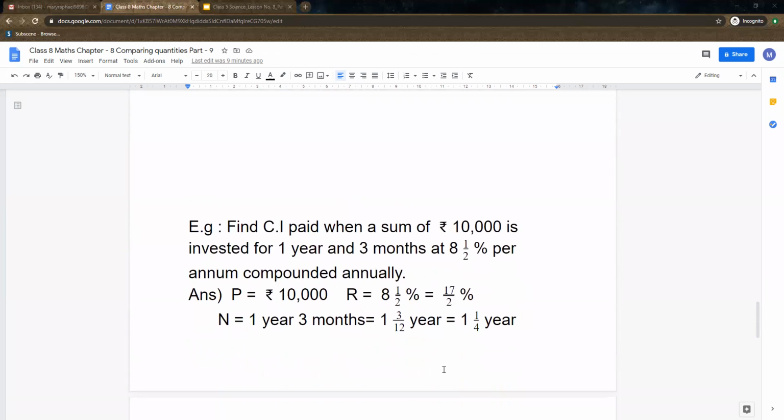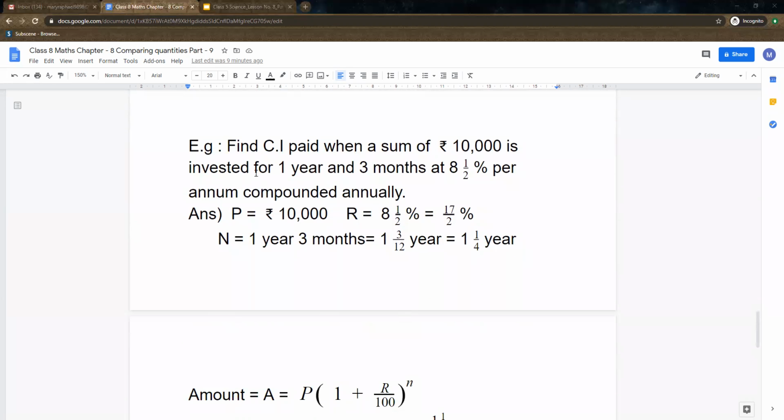See the next illustration question. Find the compound interest paid when a sum of rupees 10,000 is invested for 1 year and 3 months at 8 integer 1 upon 2% per annum compounded annually. It is annually. See, what is the principal? 10,000 rupees. The rate of interest is given as a mixed number, 8 integer 1 upon 2, so we have to convert into an improper fraction. 8 twos are 16 plus 1, 17 upon 2%.